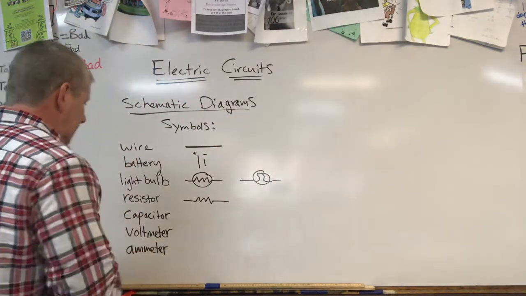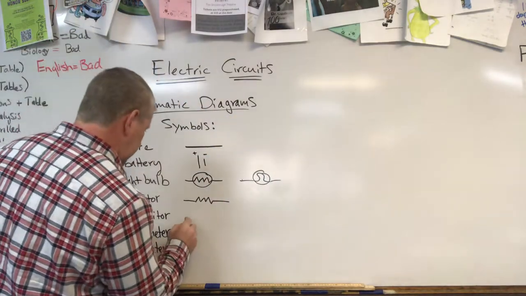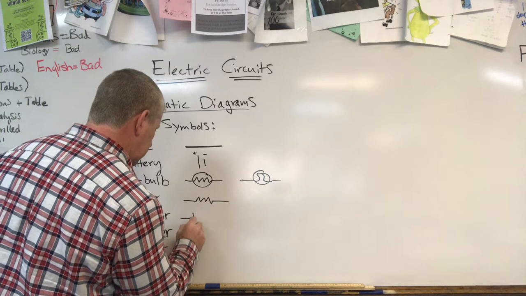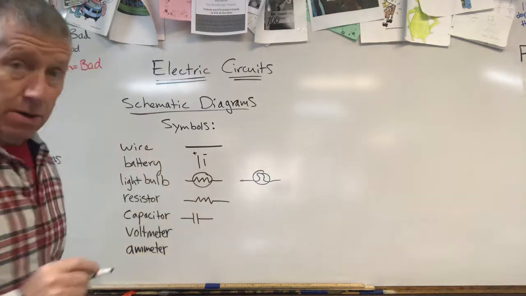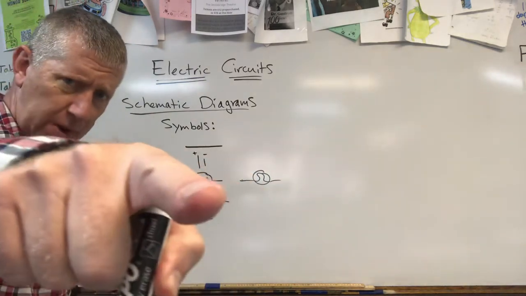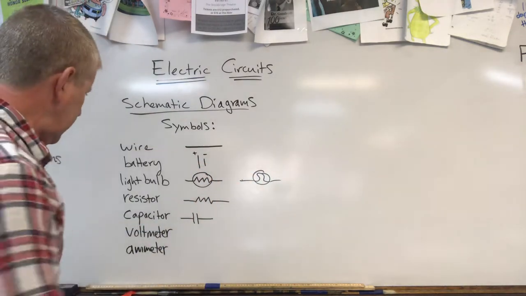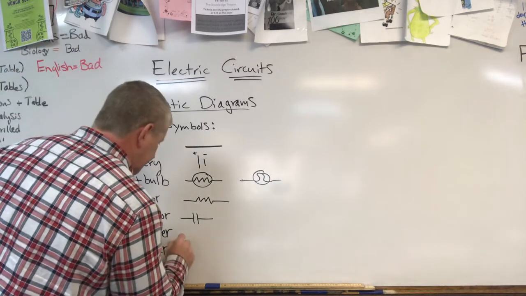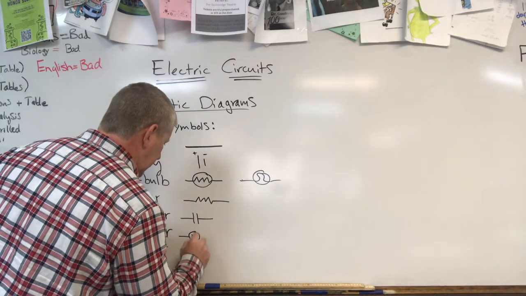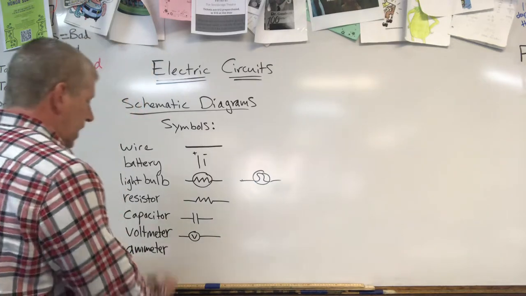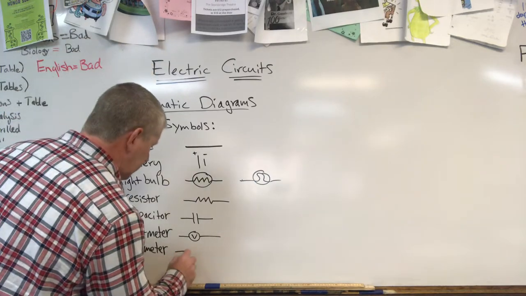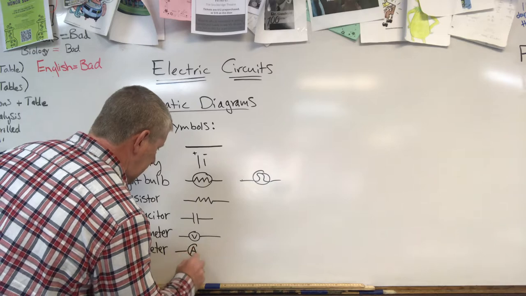Now, a capacitor is going to be like that. That represents our parallel plate capacitor. You watched the video on capacitors, I hope you did. A voltmeter, that's something that measures volts. That's not too hard, is it? Okay, I think you got that one. A voltmeter is just a circle with a V. An ammeter measures amps. That's a circle with an A.